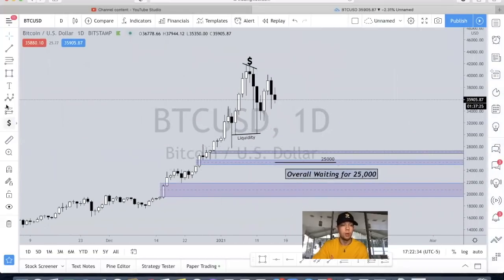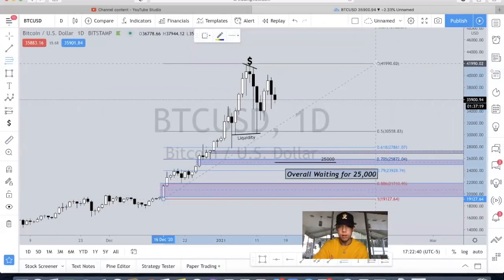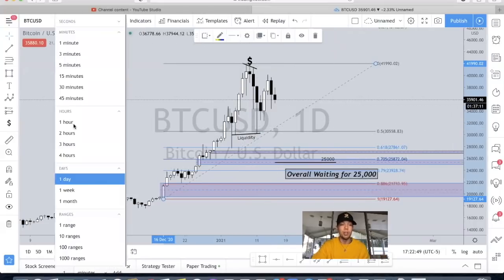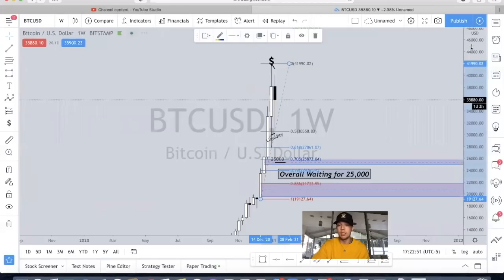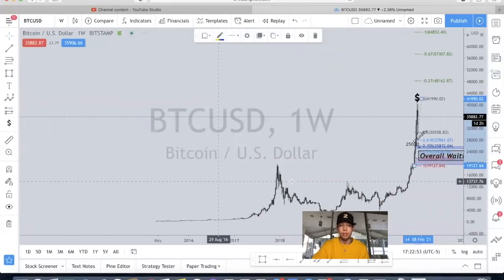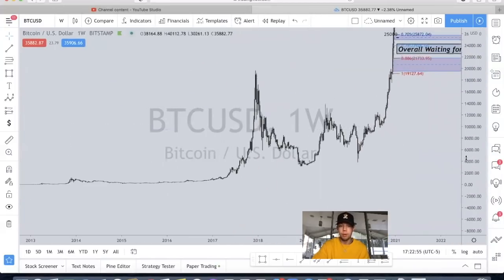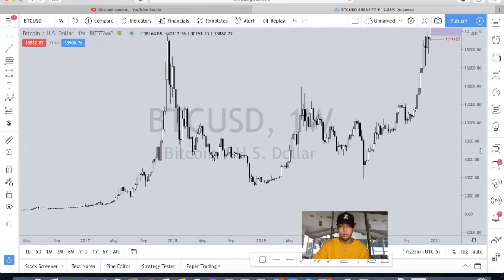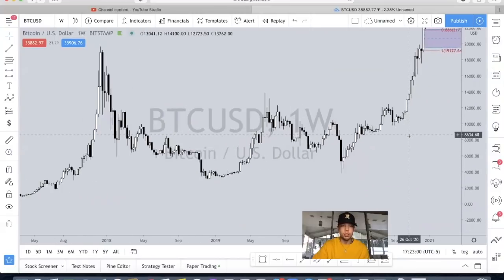Here, waiting for a deeper retracement to happen from when we broke above 20K, right? We have this, waiting for that 61, 70, 79% retracement. Look where they made liquidity on the 50%, right? We could go to the weekly and see the same thing happen before we even got that rocket ship up. So just giving you guys certain examples here.